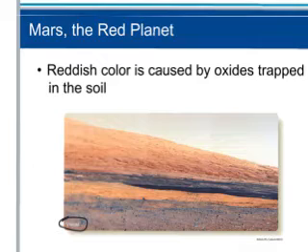So Mars definitely is red, and that red color is caused by oxides that are trapped in the soil. These oxides trapped in the soil on Mars, it's actually large reservoirs of carbon dioxide that got trapped in the soil, and that pretty much accounts for the red color, as well as the gradients where you see the black here. That would be no oxide, no carbon dioxide.